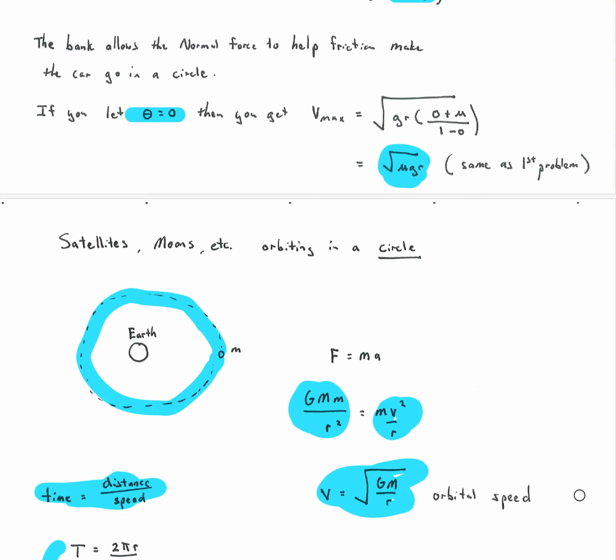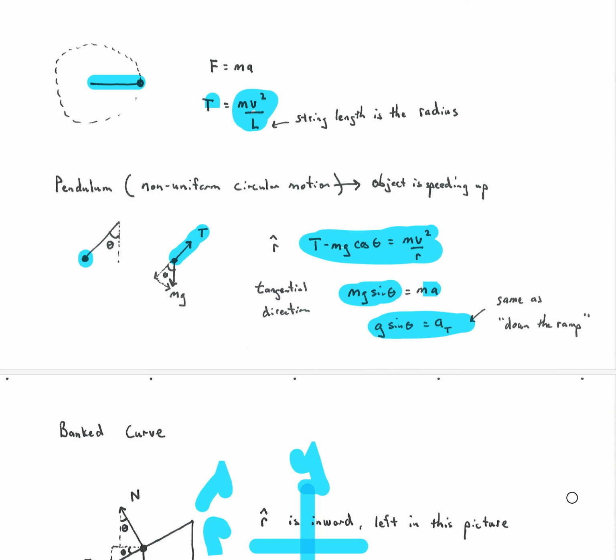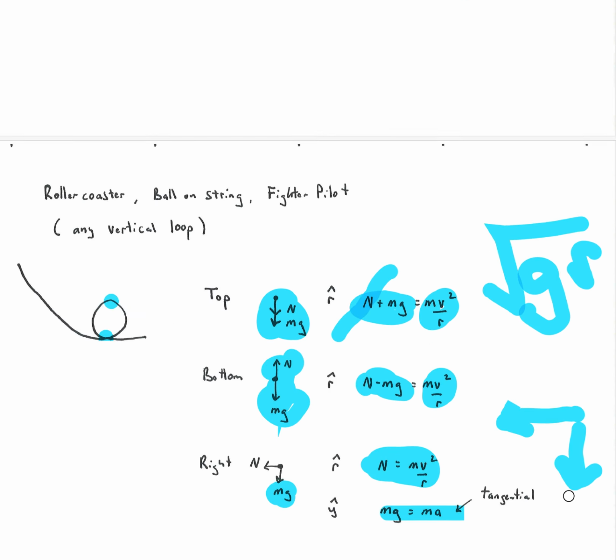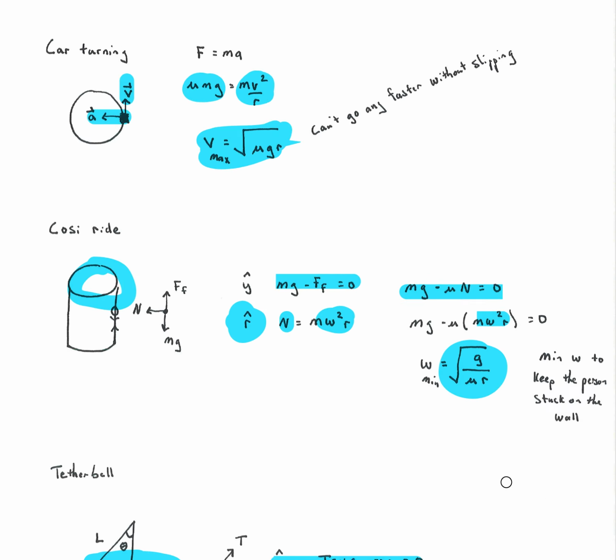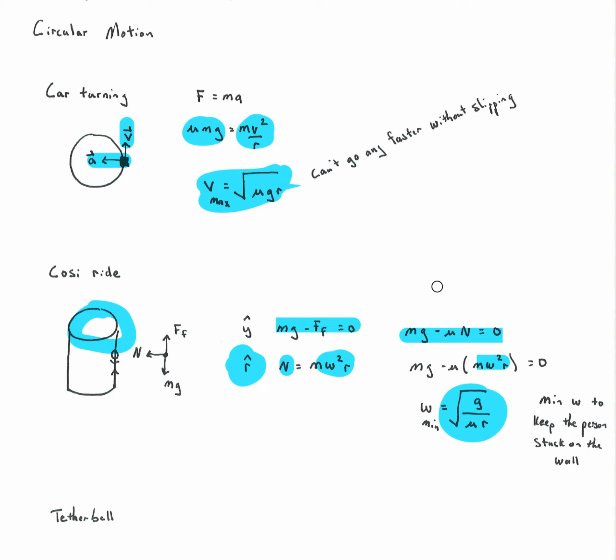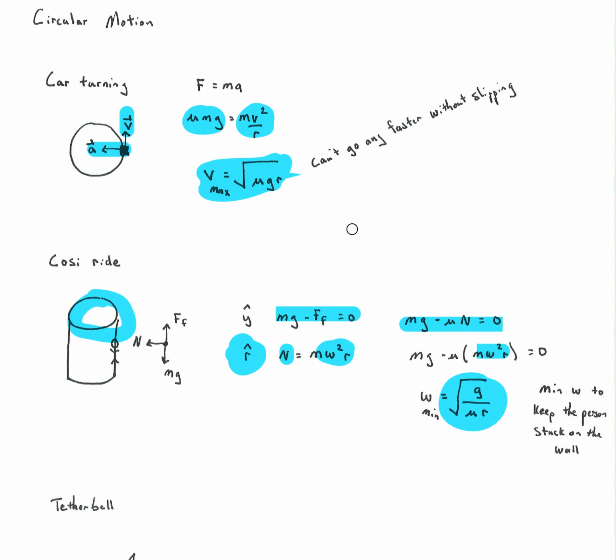Every other circular motion, doesn't matter whether it's satellites, banked curves, tether balls, pendulums, vertical stuff, horizontal stuff, COSI, cars, it's all F equals ma. Decide what forces are causing circular motion. Replace a either by v squared over r or omega squared r.